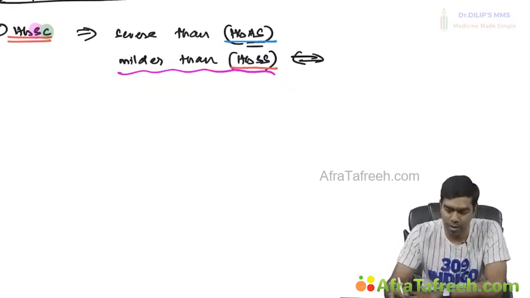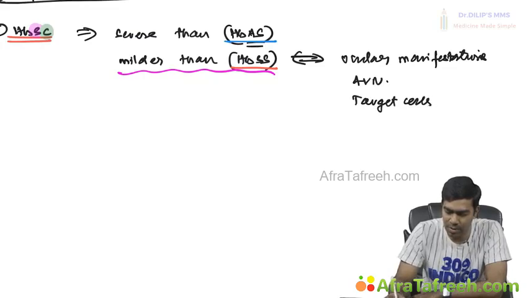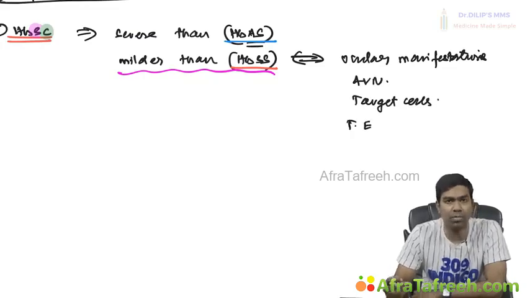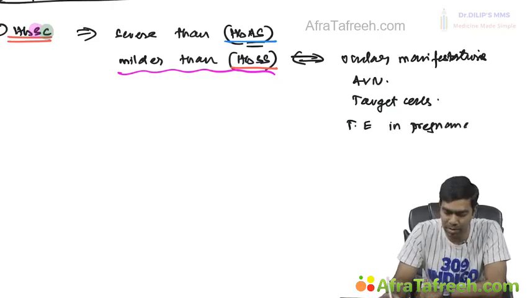What are those? Number one is ocular manifestations, retinal occlusion and all. Avascular necrosis, the number of target cells you see in the peripheral smear, thromboembolism, thrombus formation, pulmonary embolism, DVT, thromboembolism in pregnancy, especially thromboembolism in pregnancy, and the spleen size, splenomegaly.